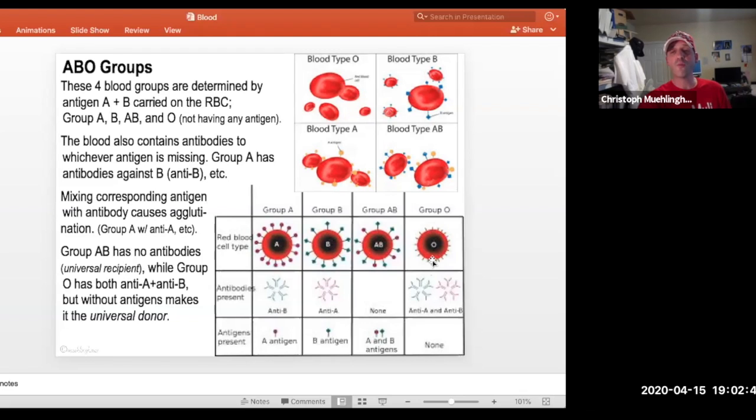And then group O is very nice because it doesn't have any antigens. The problem is it's got both antibodies. So if you have group O and you give blood, everybody else can get your blood because there's nothing to react to it, except you can't get anybody's blood because you've got antibodies against both blood types. So you can only get type O. So that's called a universal donor right in here.